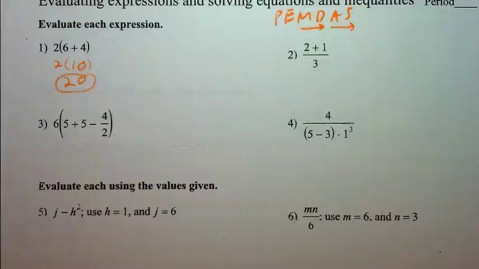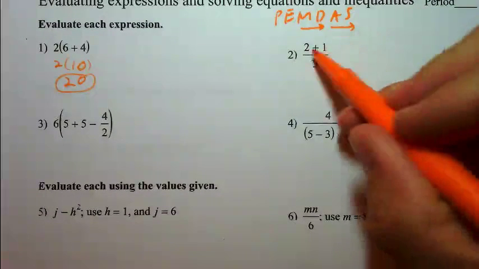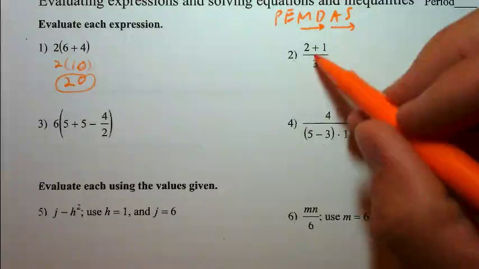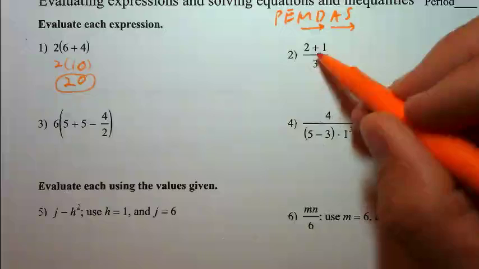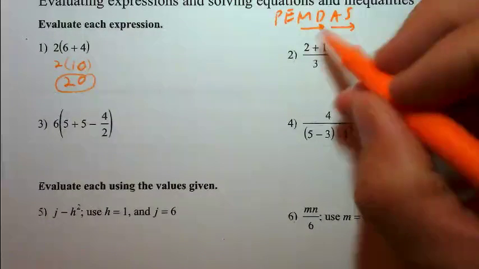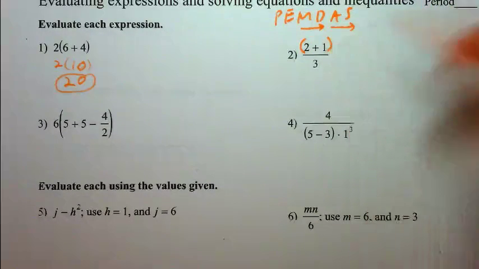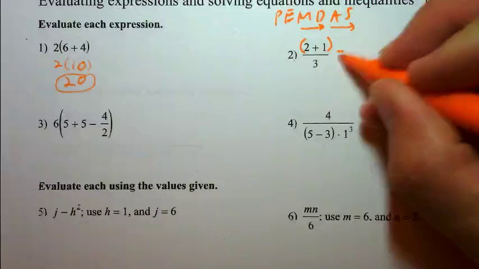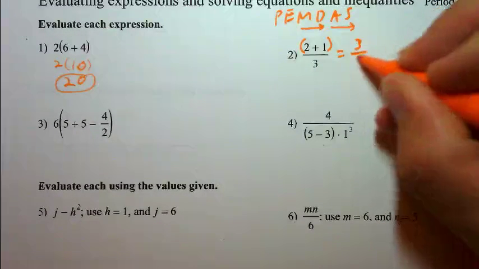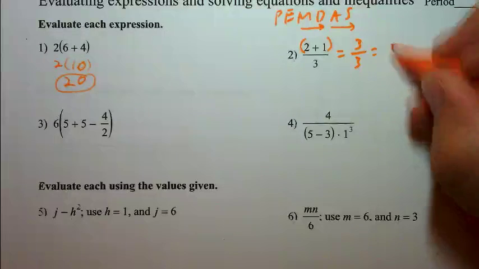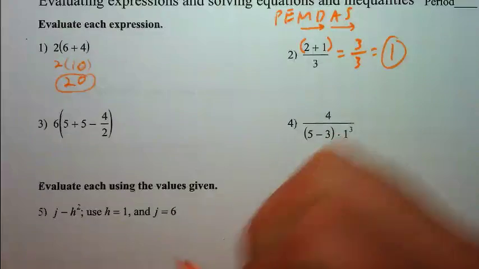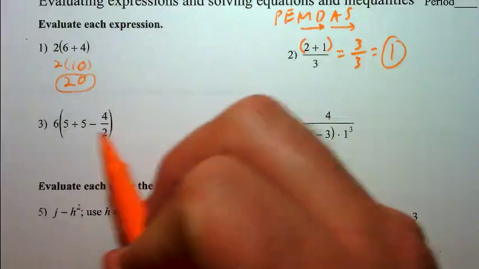Right, so then on number 2, we have 2 plus 1 on the top. Now we also have division, and yes, division does come before addition. However, this entire thing's on the top of this fraction, so it's as if it's in parentheses. It's grouped because it's all on the top of the fraction. It's all in the numerator. So we have 2 plus 1 is going to give us 3, and then 3 divided by 3 is just 1.